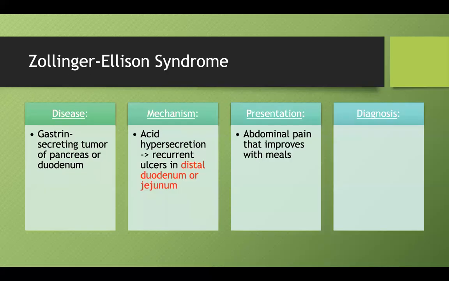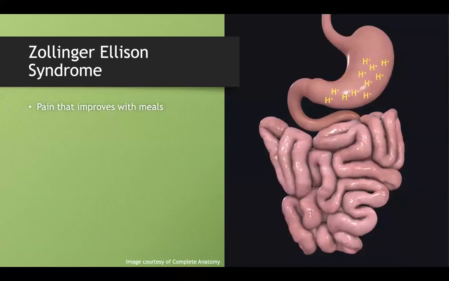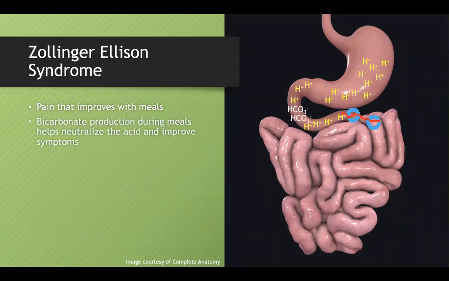It presents like any other duodenal ulcer. That's going to be abdominal pain that improves with meals. So if you have a ton of acid here, that would injure the ulcers in general. But remember, during times of feeding, you do have some bicarb that can help neutralize a lot of that acid, and that'll prevent most of the irritation to those ulcers.